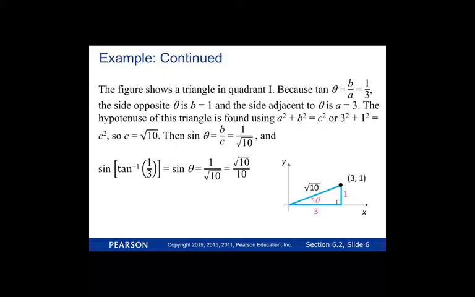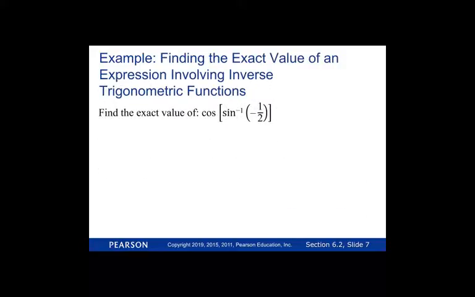Okay. Find the exact value of this one. We have cosine of inverse sine of negative 1/2. Let me do this one again. This is on the quiz? Okay.